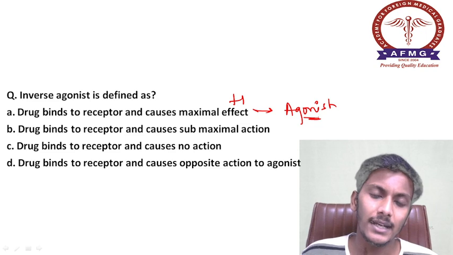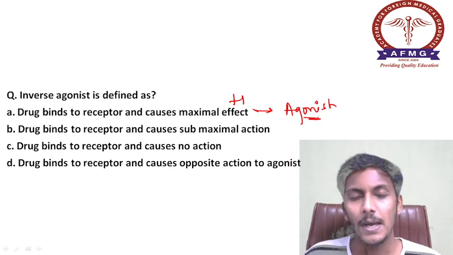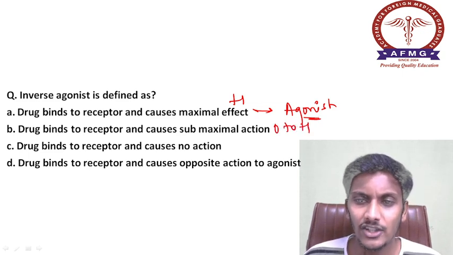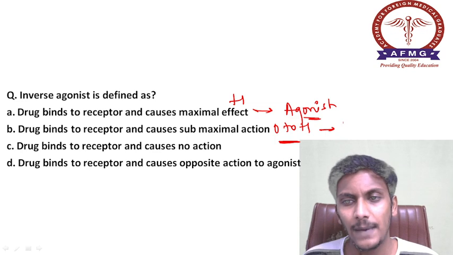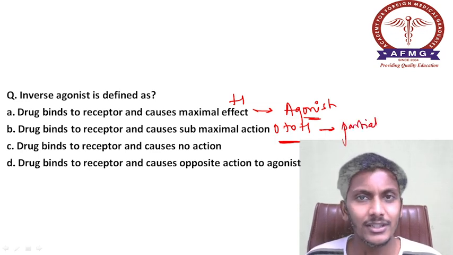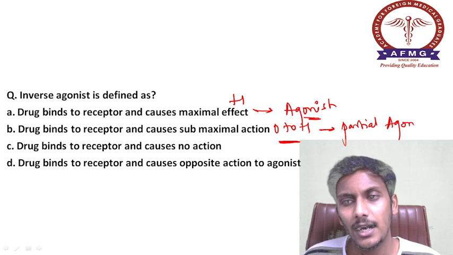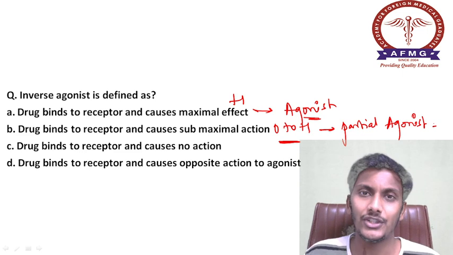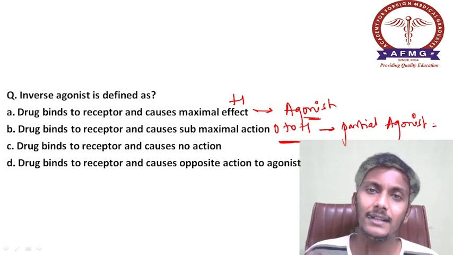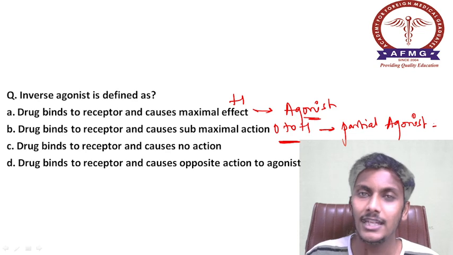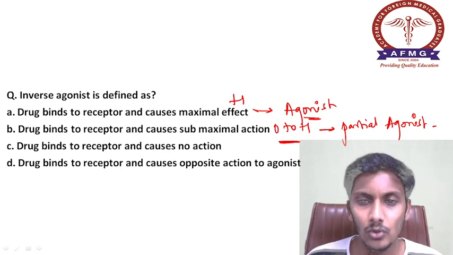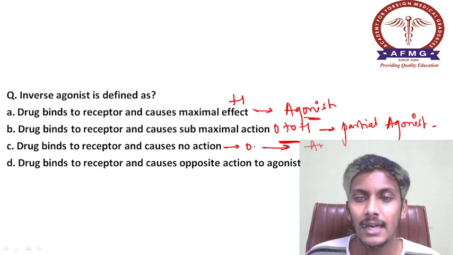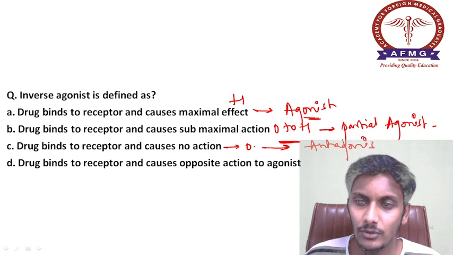Option B: drug binds to a receptor and causes submaximal action. It is causing partial action, meaning 0 to +1 action. Therefore it would be known as partial agonist, as it is acting in the positive direction at least. Next one, option C: drug binds to a receptor and causes no action. It has bound the receptor but blocked it, not causing any physiological action. So the net effect is 0, and therefore this drug would be known as antagonist.